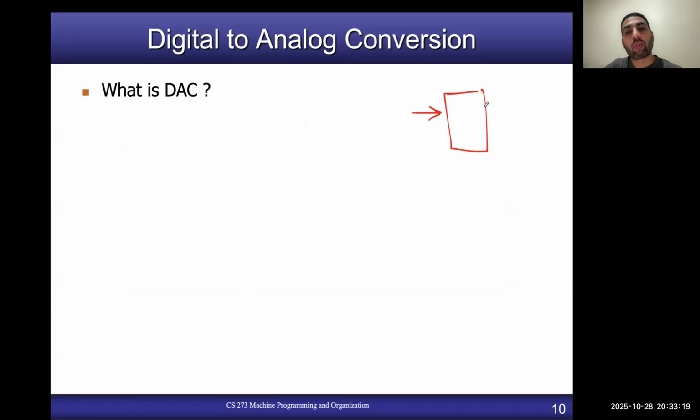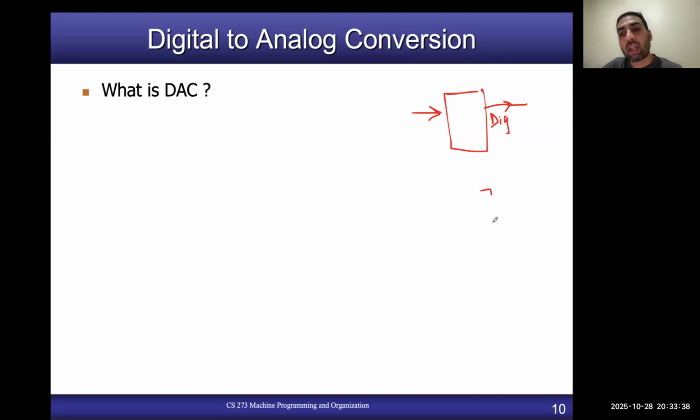In the same way, if we want to control the analog world through our microcontroller, the signals generated by the microcontroller are in digital form, right? So we first need to convert the output generated by the microcontroller into analog form. Here is an example.